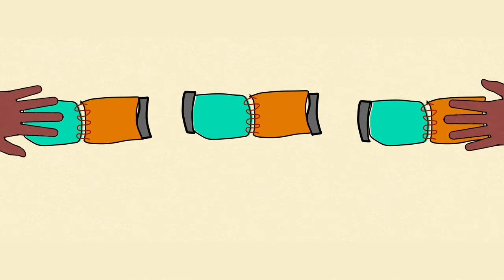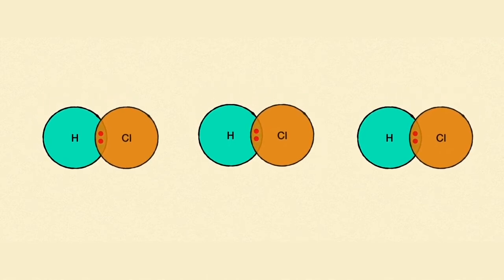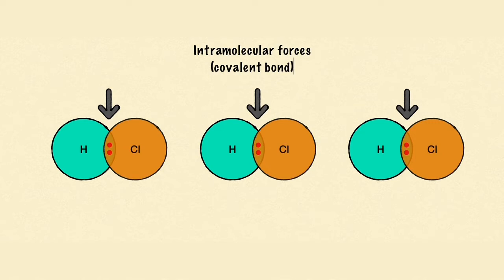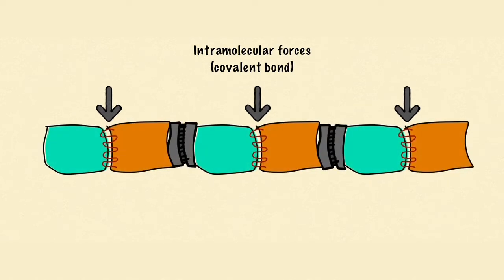Just imagine the handkerchiefs to be hydrogen and chlorine atoms. These atoms are bonded together by intramolecular forces called covalent bonds. Do you remember the handkerchiefs? The intramolecular forces are analogous to those sewn threads.